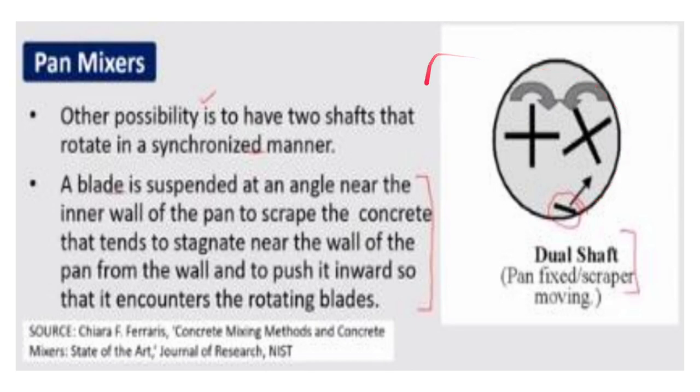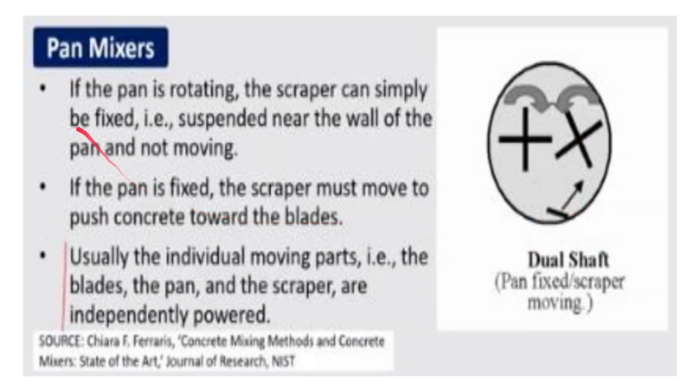So if some concrete is getting stuck in the wall, okay, so the scraper will try to move that and give it to the shafts, okay, so that they can work upon that. So this is an example of dual shaft, okay. So where the pan is fixed, okay, the scraper is moving and also the shafts are moving in a synchronized motion, okay. If the pan is rotating, the scraper can simply be fixed, that is suspended near the wall of the pan and not moving.